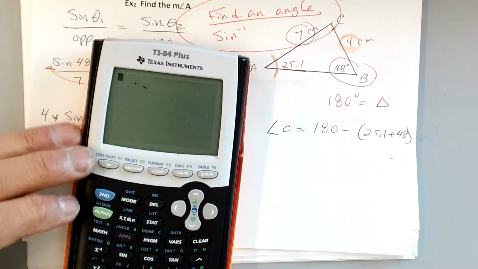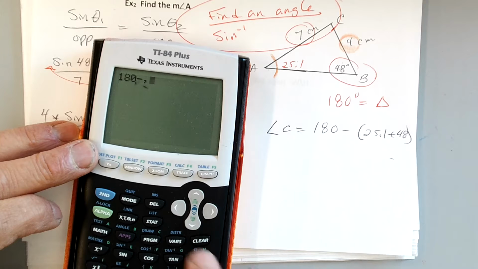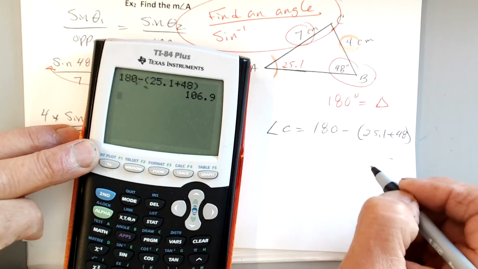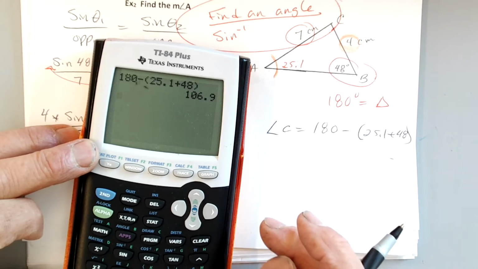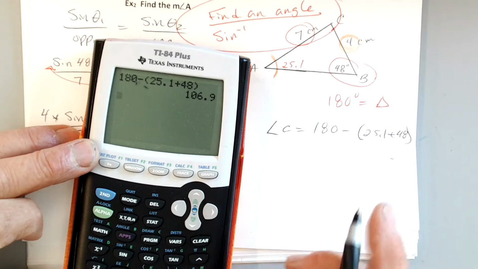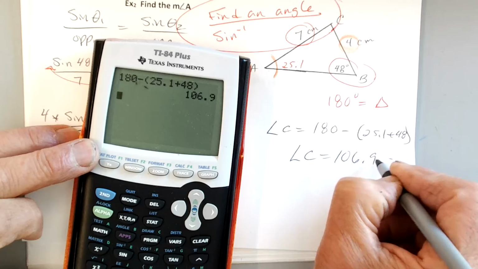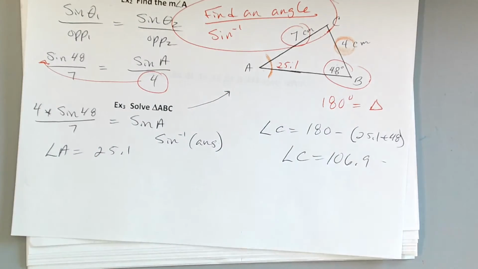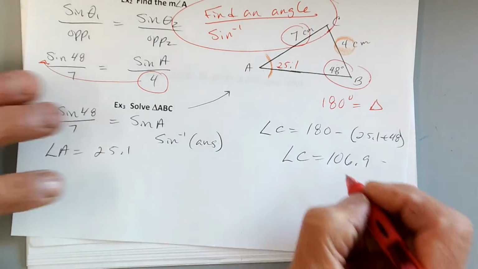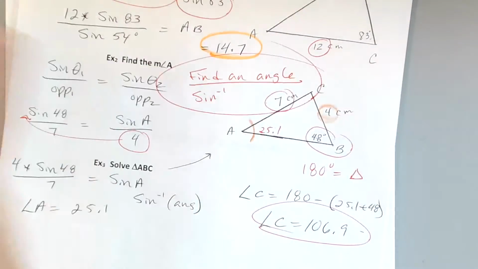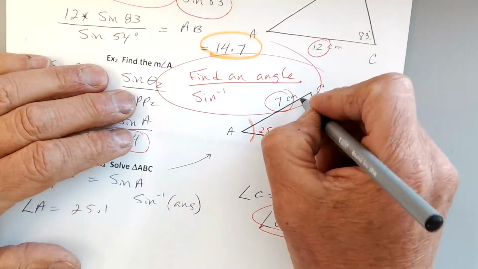Thanks, Spencer. 180 minus parentheses 25.1 plus 48, and I get an answer of 106. Oh, I was going to say, is it really that big? I guess it is. 106.9, okay? All right, now, we'll get one more thing. I put my 106 up here. I need that 106 in here.